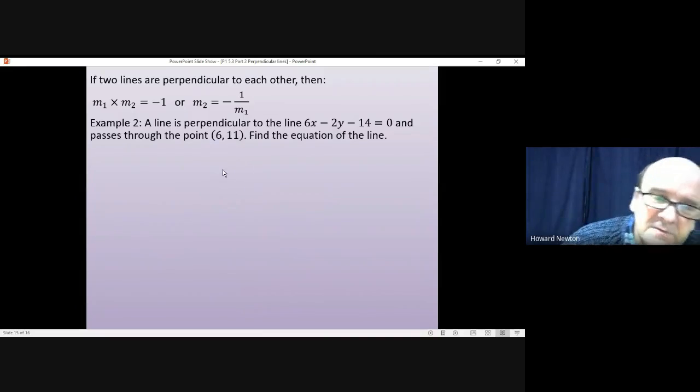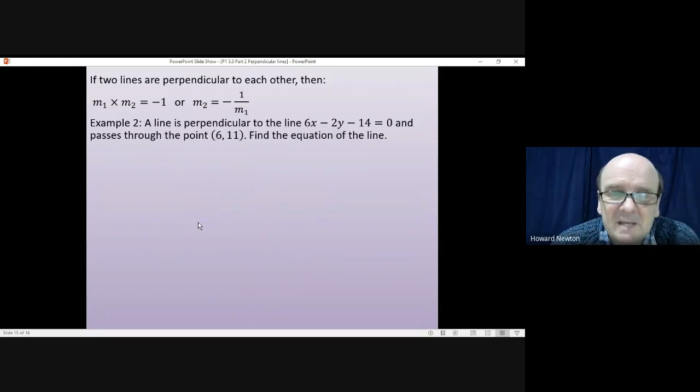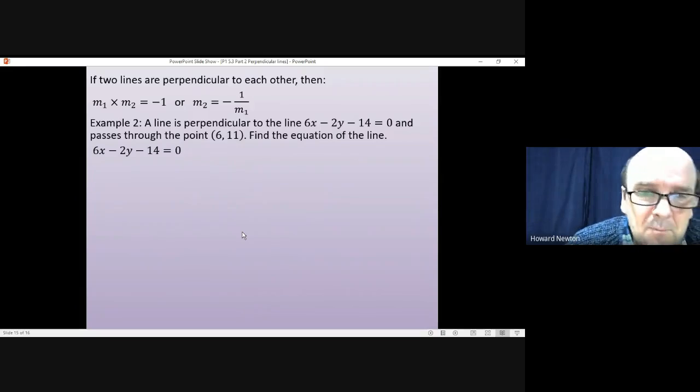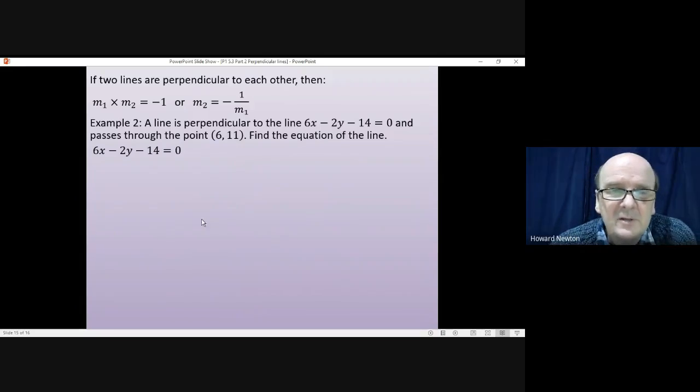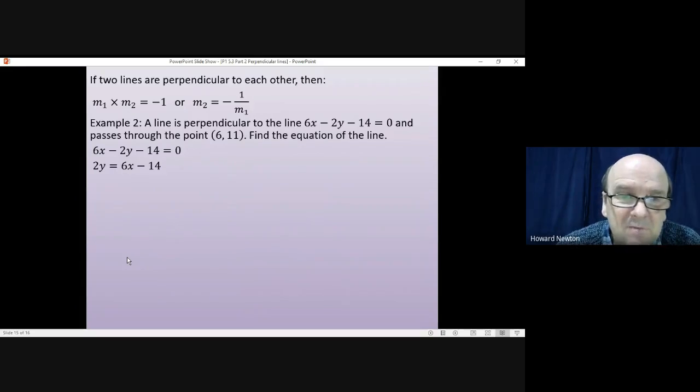Okay, now to find the gradient of the second line, we need to know the gradient of the first line. And the first line has equation 6x minus 2y minus 14 equals 0. So like on the previous example, we need to rearrange that. Now moving the 2y to the other side and then swapping everything over will give us 2y equals 6x minus 14. Dividing through by 2 will give us y equals 3x minus 7. So the gradient of this line is 3.